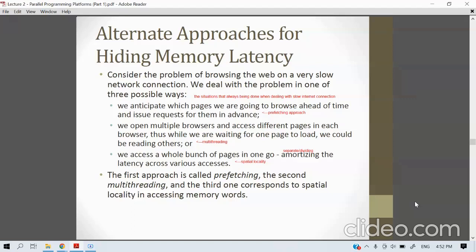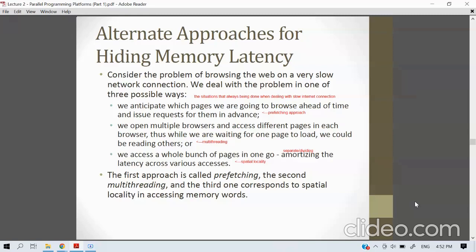Hi, Assalamualaikum. This video is the continuation from the previous lecture, which is Parallel Programming Platform Part 2. This video will continue from slide number 31 until the end of the slides. So in this subtopic, it is about the alternate approaches for hiding the memory latency.